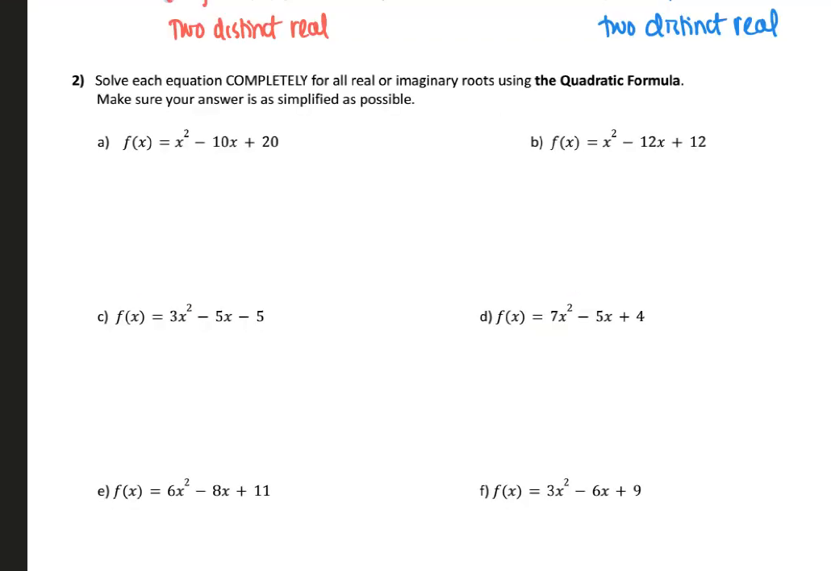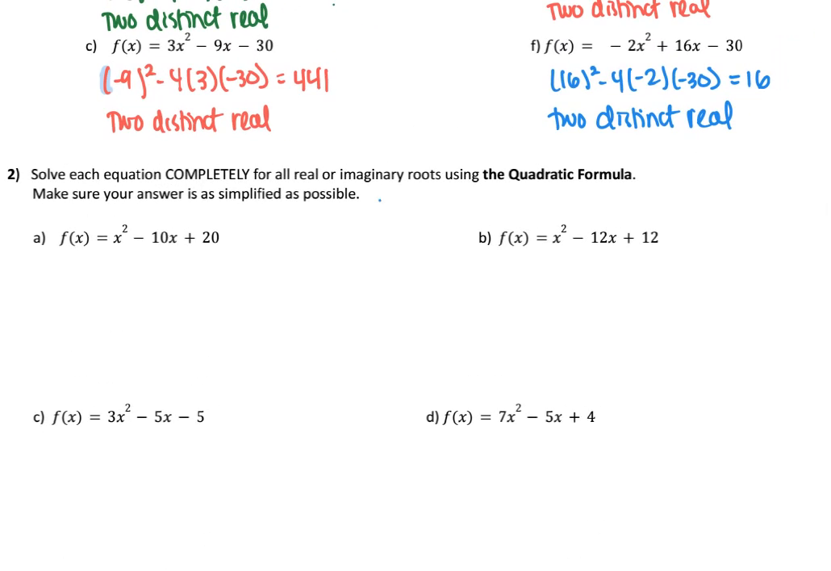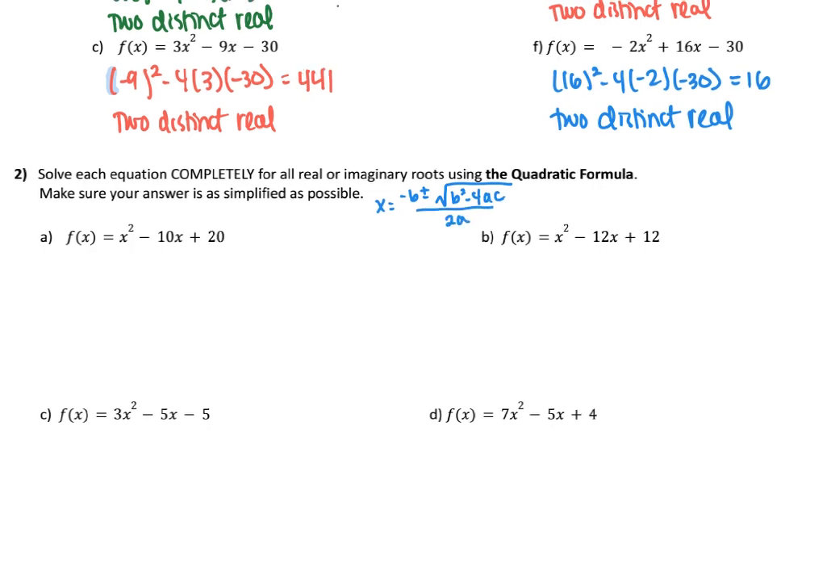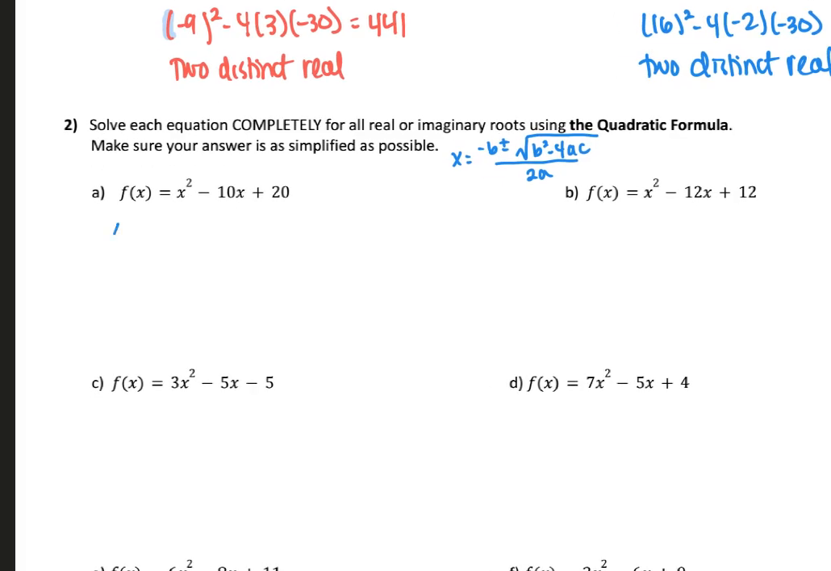All right, so for the next set of problems, we're actually using the quadratic formula, so we need to plug it into our formula. And the quadratic formula, remember, is negative b plus minus the square root of b squared minus 4 times a times c all over 2a. So we just need to make sure we're plugging things in the correct spot. So for a, it's going to be negative b, so negative 10 plus minus the square root of b squared minus 4 times a times c all over 2 times a.